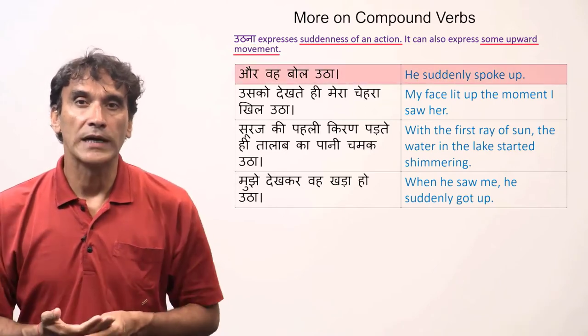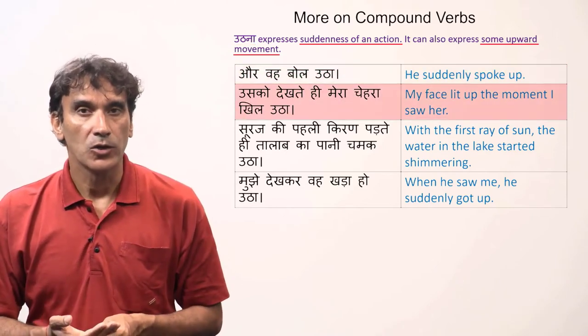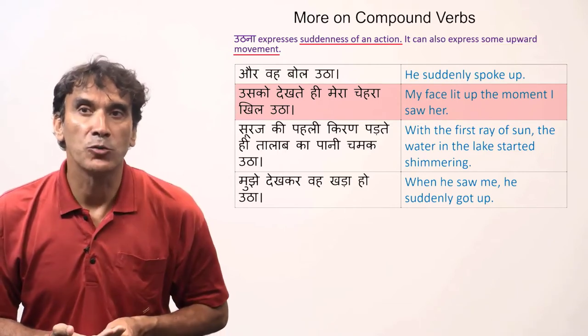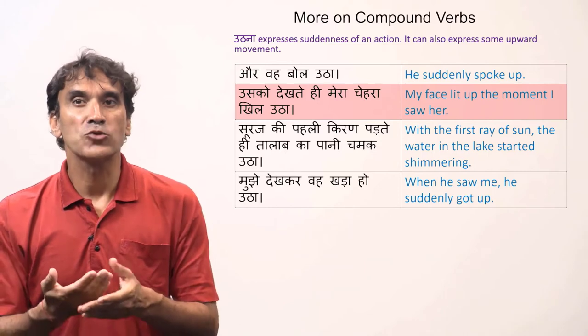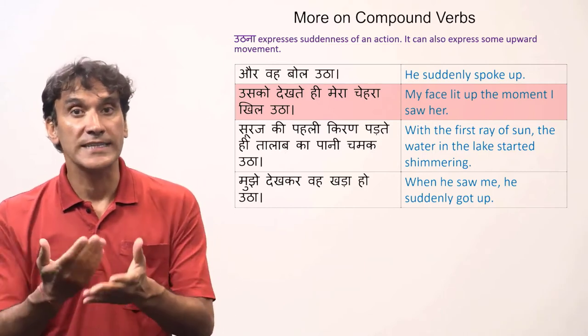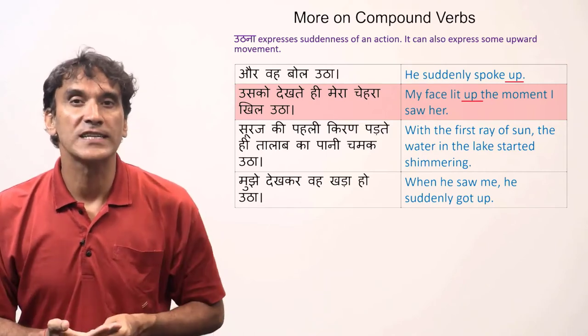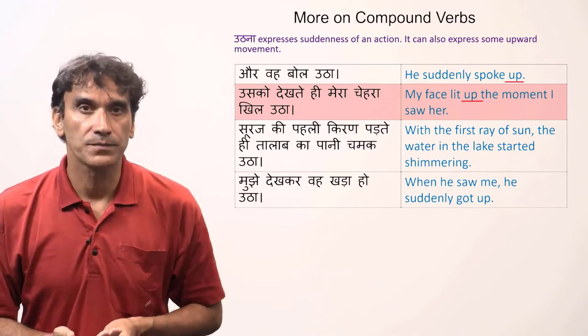Aur wo bol utha. He suddenly spoke up. Usko dekhte hi mera chehra khil utha. My face lit up the moment I saw her. In these two examples, in the English translation, you can see the word up, the adverb up. This is the nuance that shows some kind of upward motion.